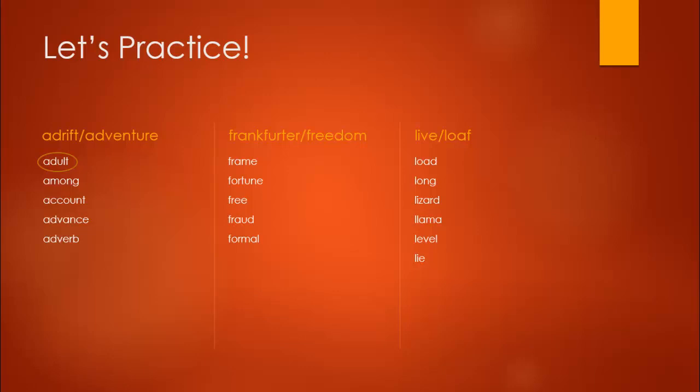Okay, so now let's take a look at a second example. Our two guide words are Frankfurter and freedom. And underneath are some words that may fall on that page. Using the same process we did with adrift and adventure, can you find any words that might fall on that page? Go ahead and pause the video, take a moment, and see if you can figure this one out.